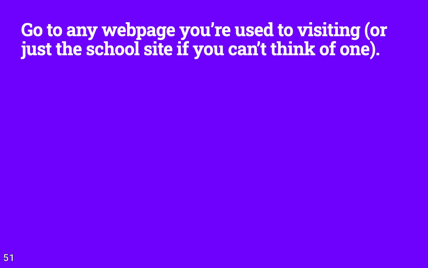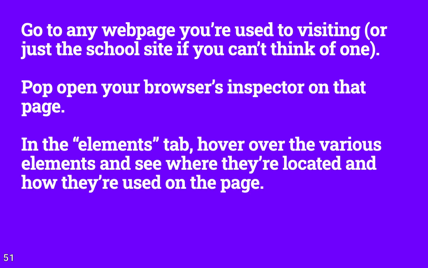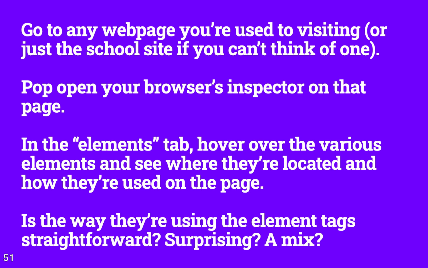Go to any web page you're used to visiting, or just the W3 Schools site if you can't think of one. Pop open your browser's inspector on that page. In the Elements tab, hover over the various elements and see where they're located and how they're used on the page. Is the way they're using the element tag straightforward? Surprising? A mix?